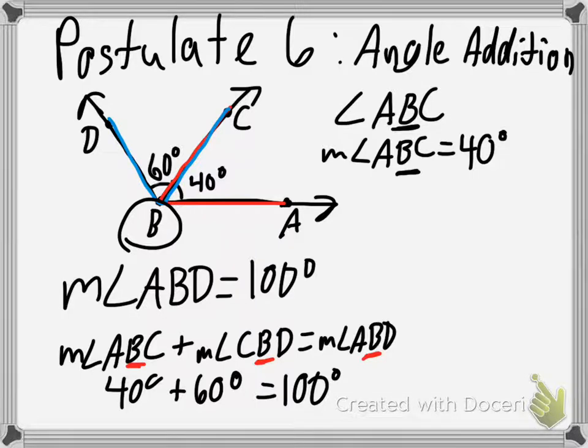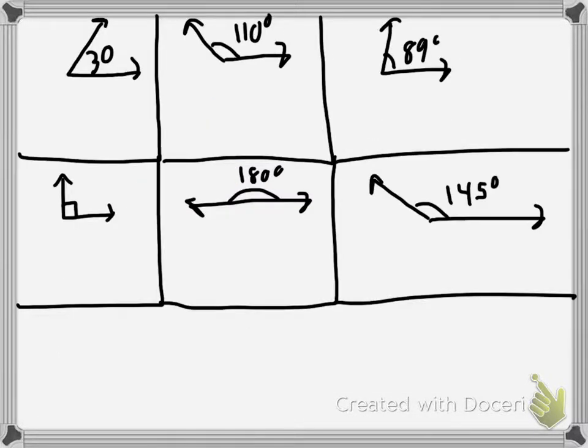Now let's do some practice with classifying some angles. So I want you to pause the video and write whether these angles are acute, obtuse, right, or straight, and then play the video again to see if you got it right. Okay, start up here in the top left. It's 30 degrees. I forgot to put the little degree mark there. I'll fix that now. 30 degrees.